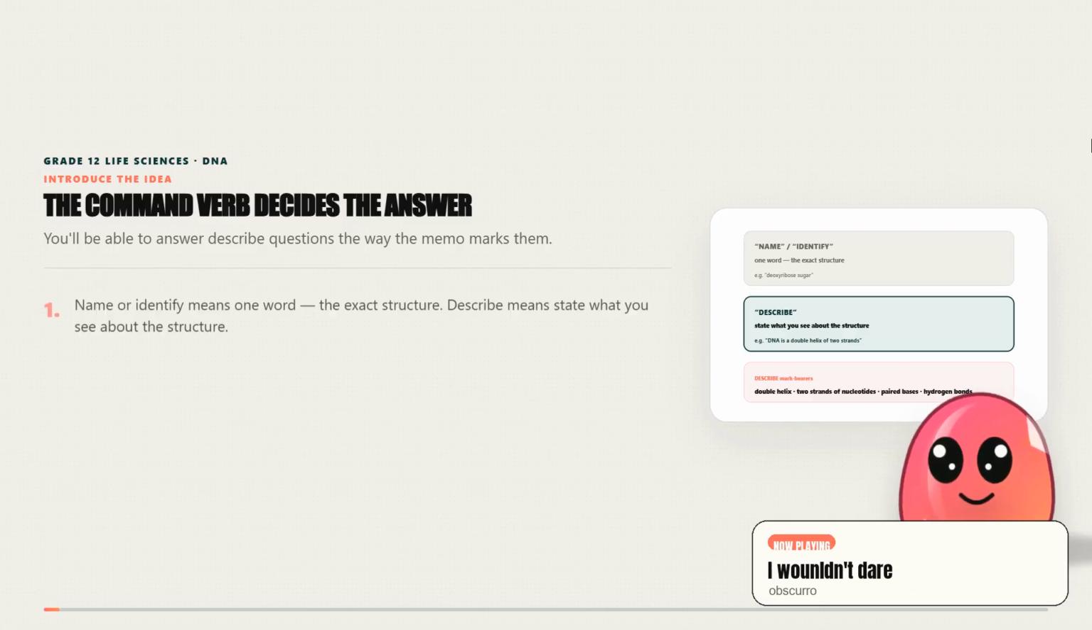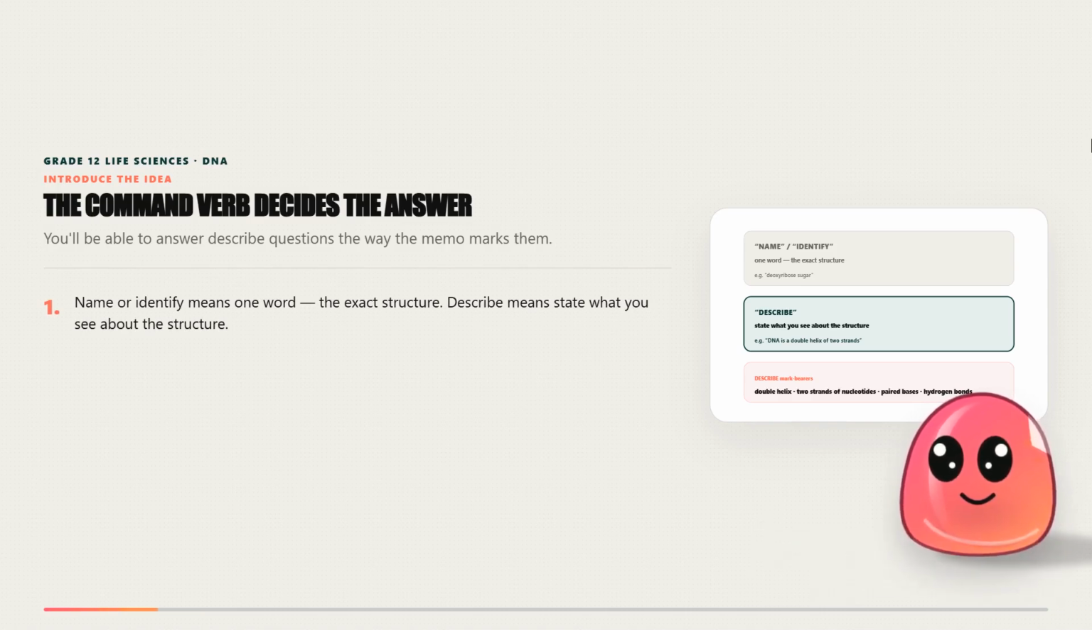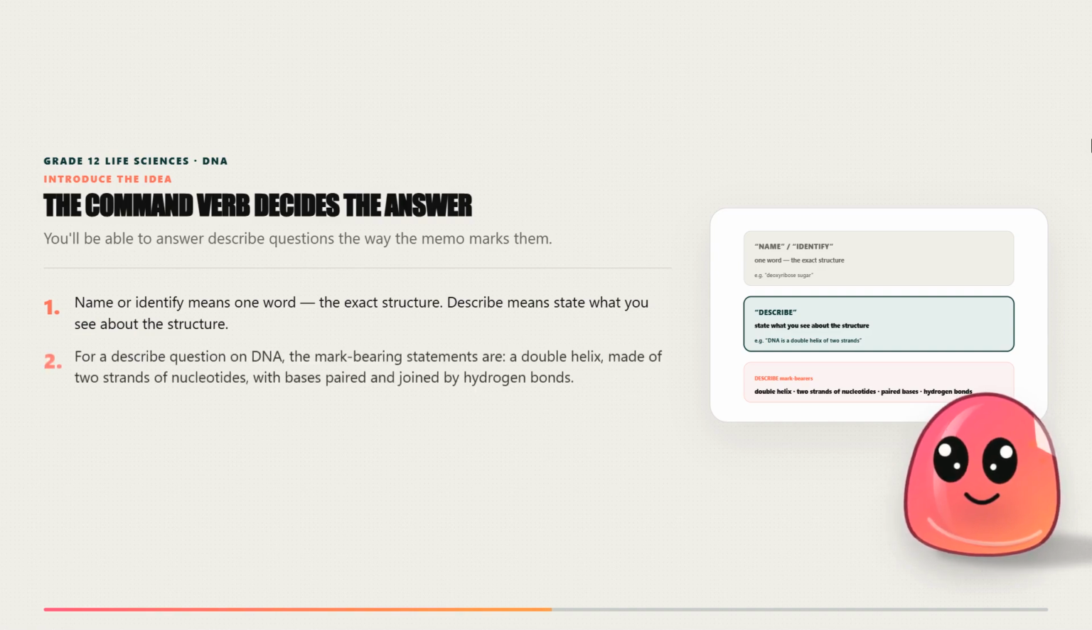By the end of this part, you'll be able to answer describe questions the way the memo marks them. Here's the key idea. The command verb decides the answer. Name, or identify, means one word, the exact structure. Describe means state what you see about the structure. For a describe question on DNA, the mark-bearing statements are: a double helix, made of 2 strands of nucleotides, with bases paired and joined by hydrogen bonds.